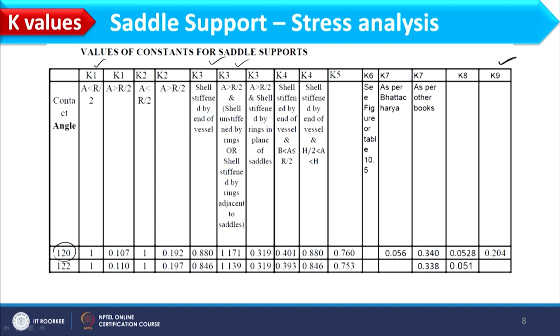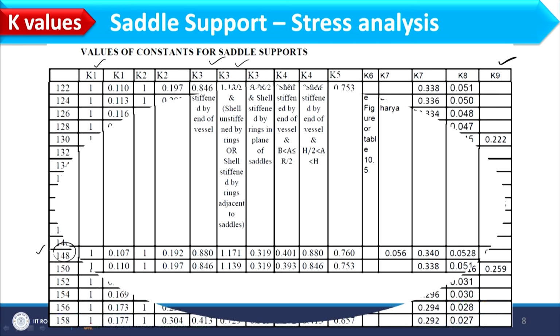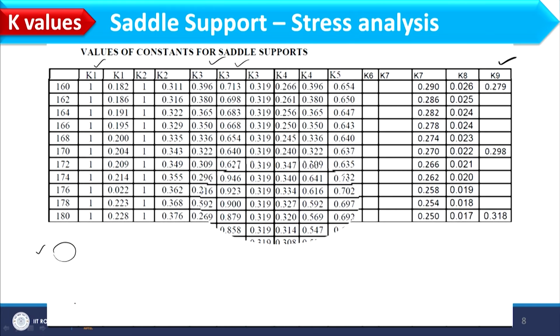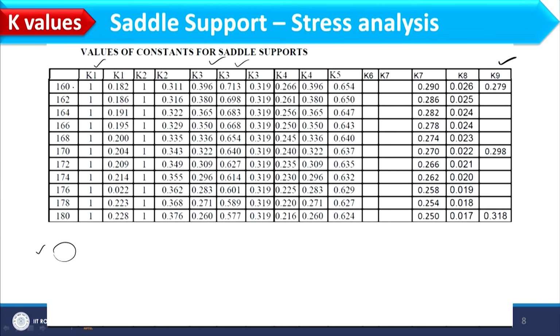Here you see values are available at 120 and 122, and further we have the table from 122 to 158, with different values for these constants. Now, we have values of all these constants from 160 to 180. So, here you can see that the contact angle of the saddle to the shell varies from 120 to 180.